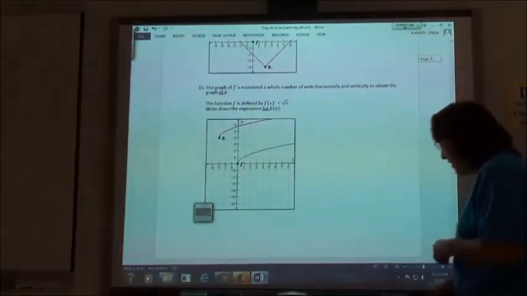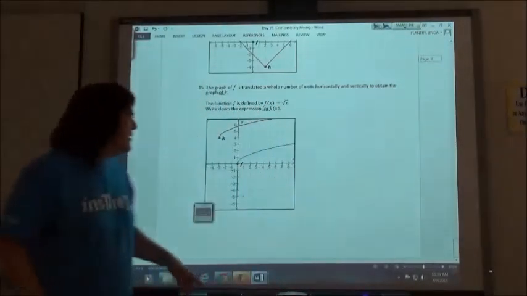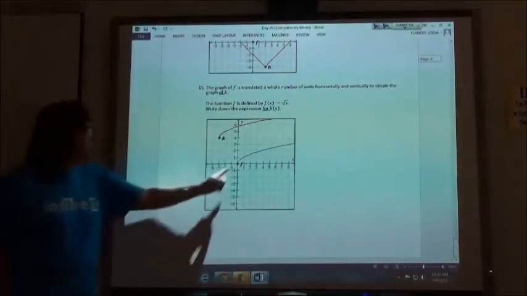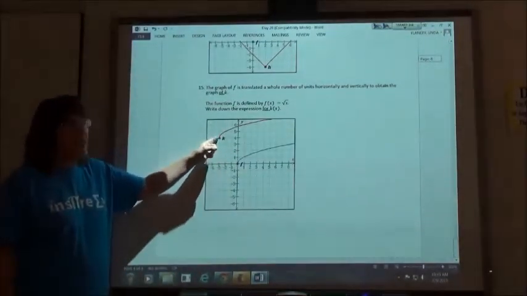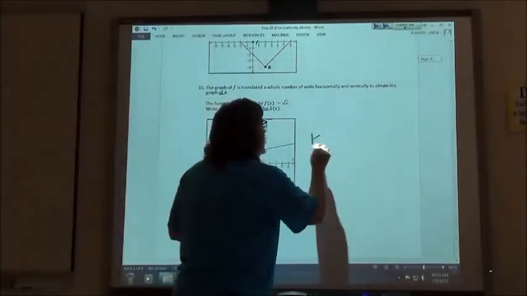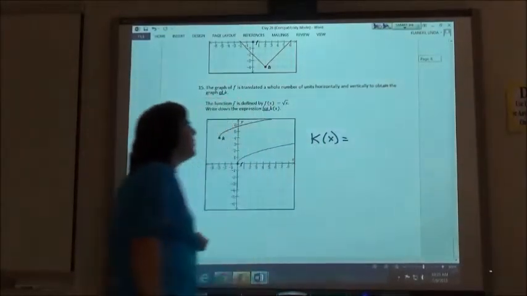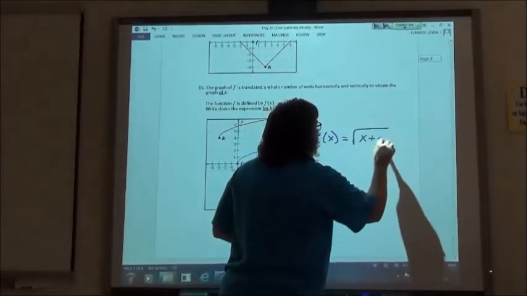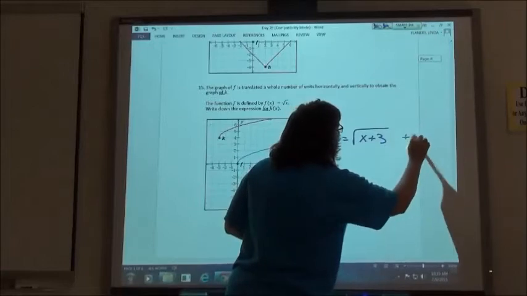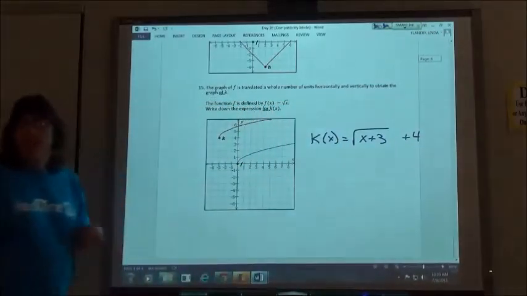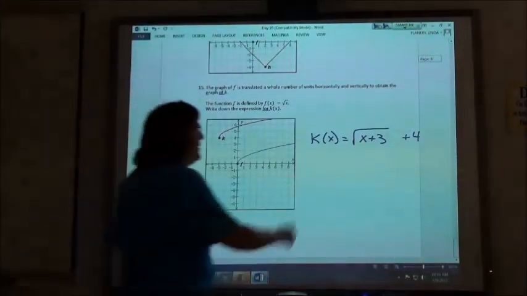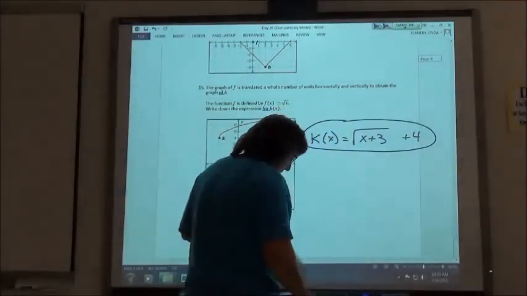And number 15, I'm doing the square root function. There's my regular square root function right at 0, 0. This one is going to move 3 to the left and up 4. So k of x would be equal to what? Square root of x plus 3. And then the plus 4 has to go on the outside of your square root. So make sure you hit the space bar so you move over and you're not under the square root when you do the plus 4. And there's my new equation.